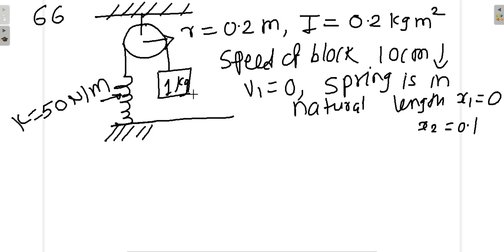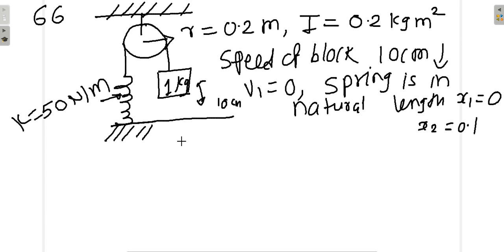We are supposed to find the speed of the block after it has moved down through 10 centimeters. We are going to apply the principle of work and energy here to find the speed of the block. So let us do it step by step. Let us first find the change in the kinetic energy.